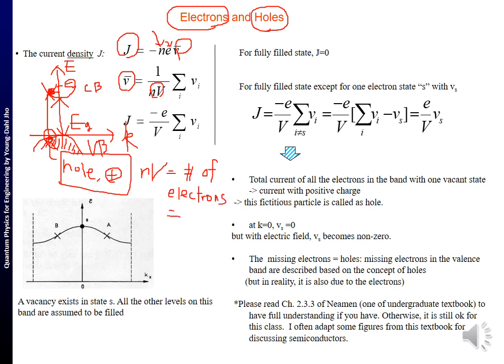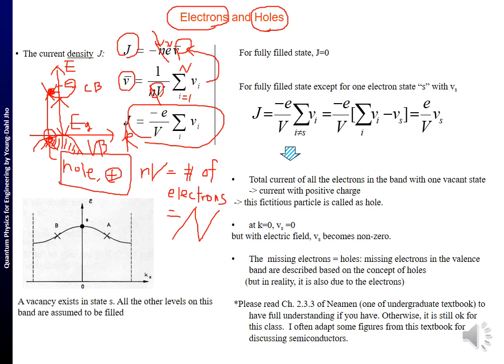Let's say it is like large N. Then to calculate V bar, we need to sum the velocity from the first electron to the nth electron, like that. And then we put this into here. Then this one subtracts each other. Then we have this one. This is the current density.